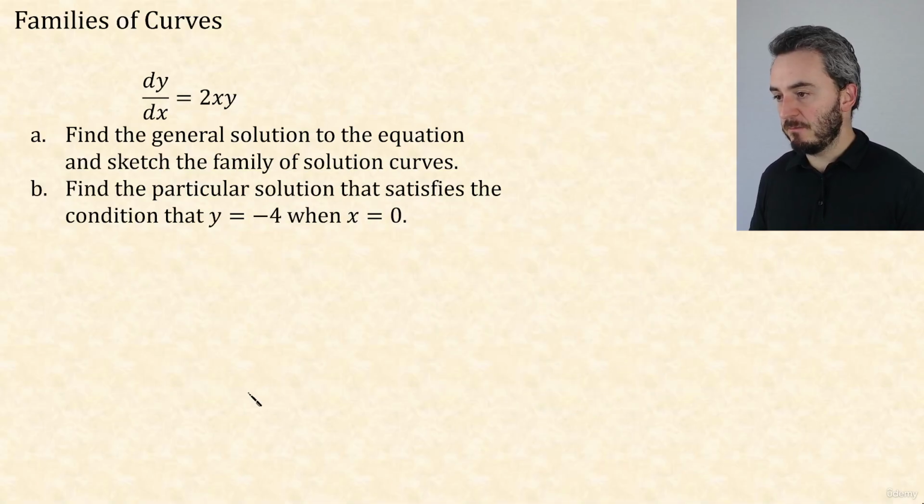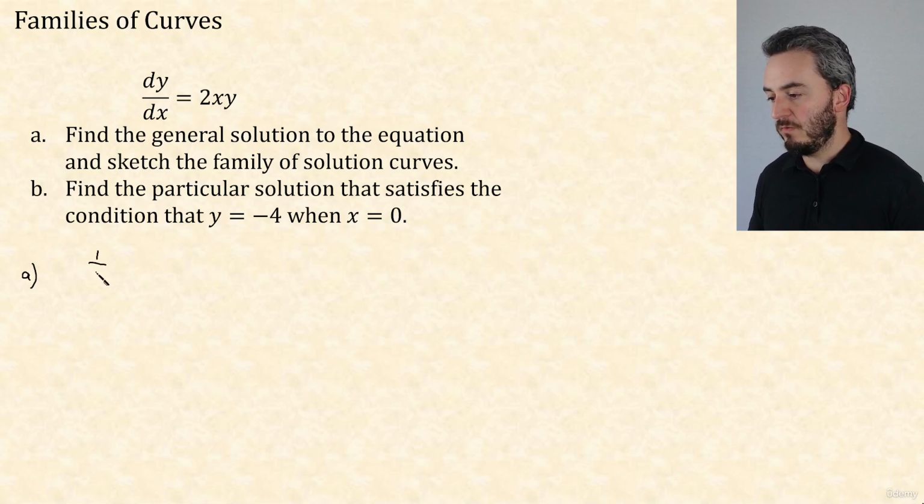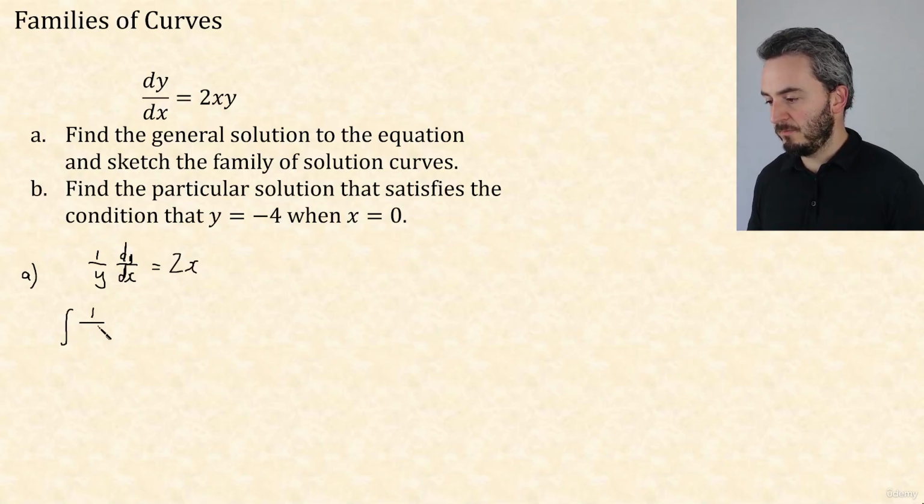Okay, let's have another go. So this one's a bit more challenging, right? Because this is a differential equation that has not just dy by dx and x, but also y. But we've got a technique for solving this. Recall that we can separate variables here. So if we divide through by y, we get 1 over y, dy by dx equals 2x. And now I can integrate both sides with respect to x. What's the result of this?